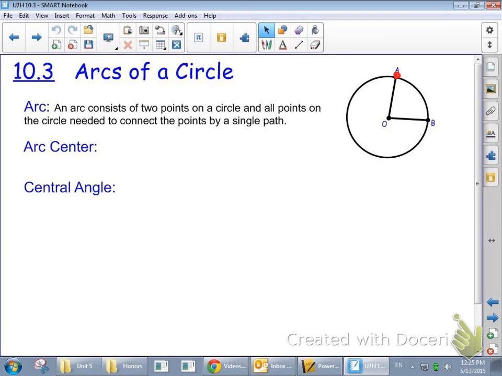So if I'm talking about these points, A and B, all the points needed to connect the points by a single path, so all these points along here, all those make up an arc. It's basically a piece or a portion of a circle. So this is my arc. I can write.